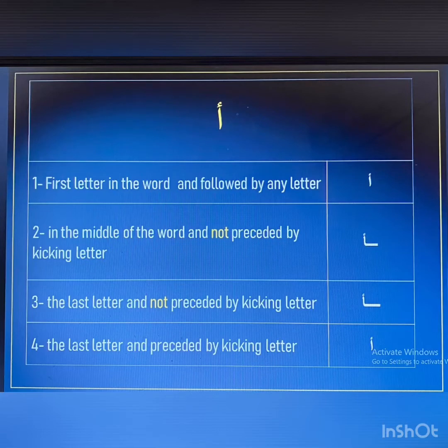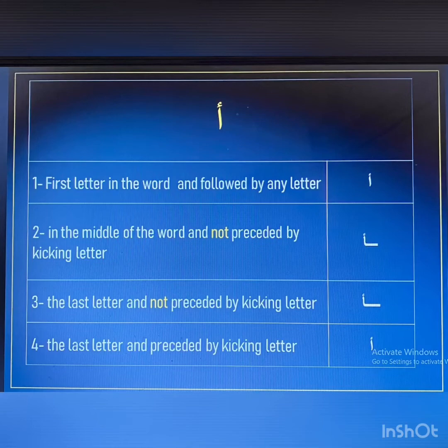The third case is when Hamza is the last letter in the word and the letter before it is not one of the kicking letters group. So also a connection will appear between Hamza and the letter before it. The last case for Hamza, or the last position, is when Hamza is the last letter in the word and preceded by a kicking letter, so there will not be any connection between Hamza and the letter before it.